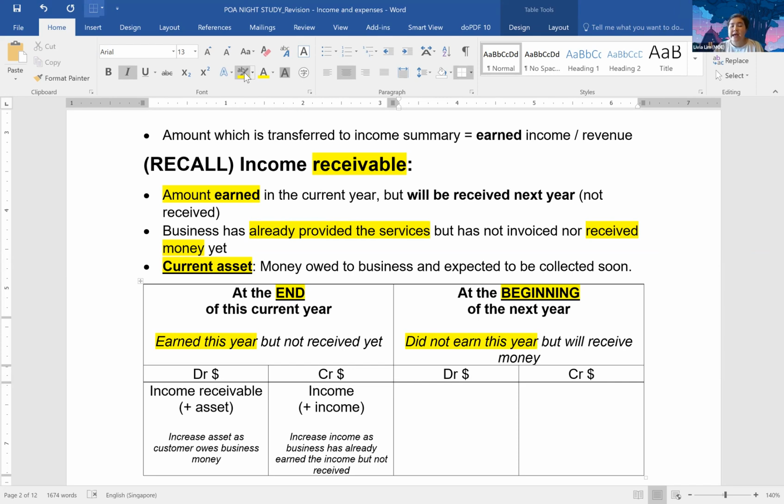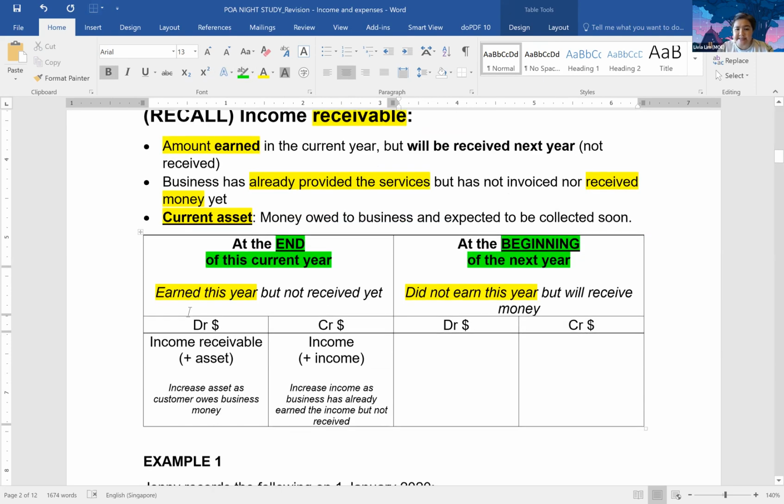And that's why, if there is a timing difference between the business actually working to earn the money and when they actually receive the money, you will need to make some adjustment at the end of the current financial year. You also need to make the adjustment at the beginning of the next financial year. So let's take a look at what these adjustments are.